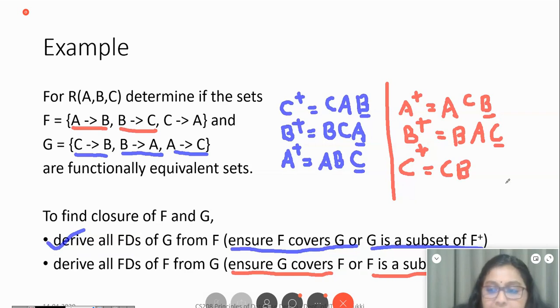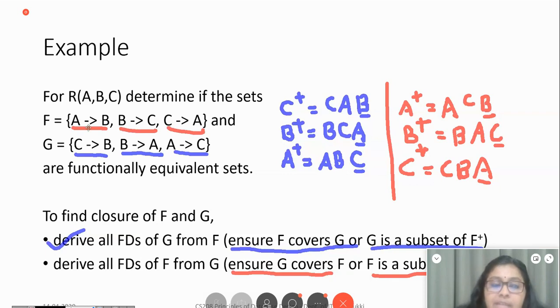Then B determines A, so A is a member. Okay, so our right hand side was A, isn't it? So because our attribute closure set contains the element A, you can say that the FD C determines A is also covered.